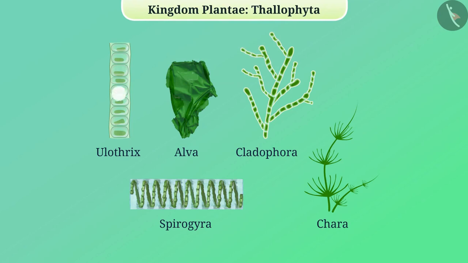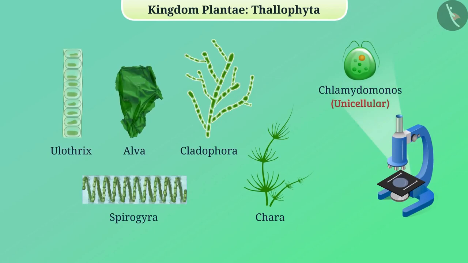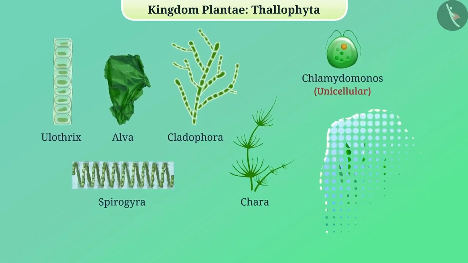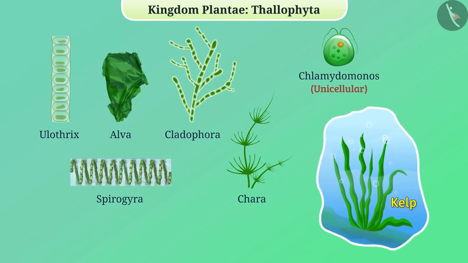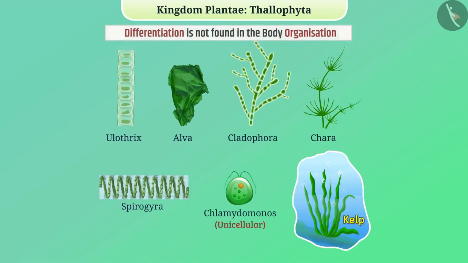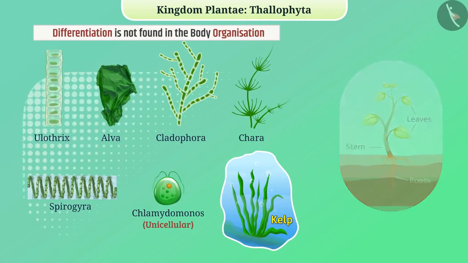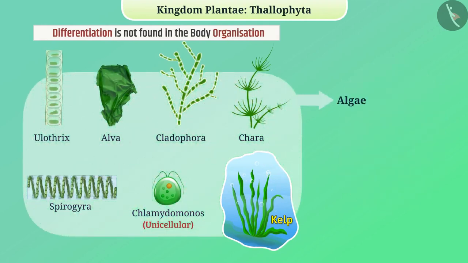Their size also varies. Some organisms such as Chlamydomonas are unicellular, which requires a microscope to view them, whereas some organisms such as kelp are very large. Differentiation is not found in the body organization of these plants. That is, parts like roots, stem, leaf are not developed in them. All the plants in this group are commonly called algae. These are all aquatic plants.